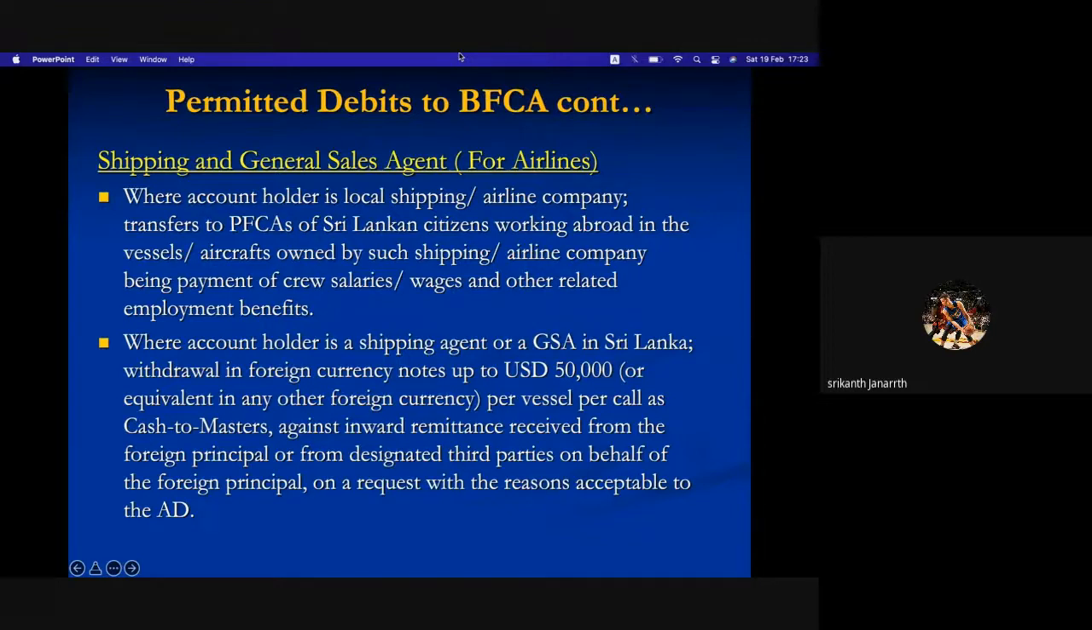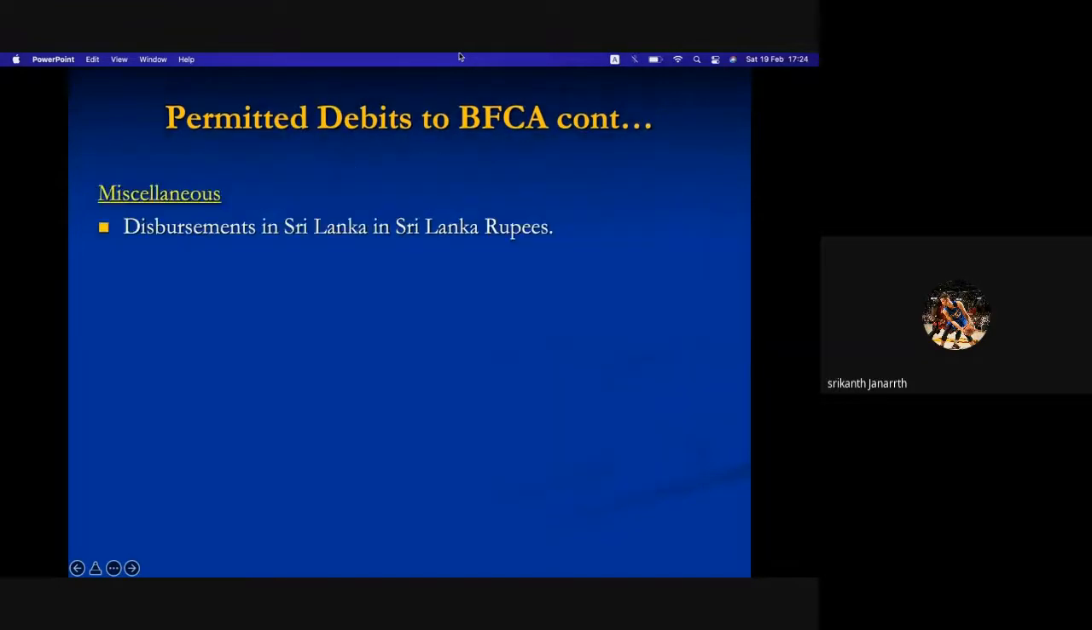So out of the PFC account, there are two $50,000 currency note situations. One is for gem and jewelry, to buy rough gems, subject to confirmation of the National Gem Authority. Here, the bank has to ensure the principal has sent the money when the vessel arrived, cash to master to pay the immediate cash requirement for liquidity purposes, right? Miscellaneous disbursements are in Sri Lanka rupees. Yeah, all the disbursements are done in Sri Lanka rupees. That's no doubt, right?